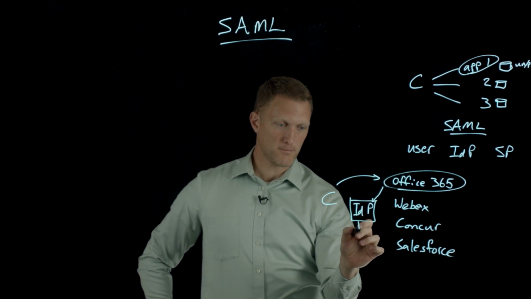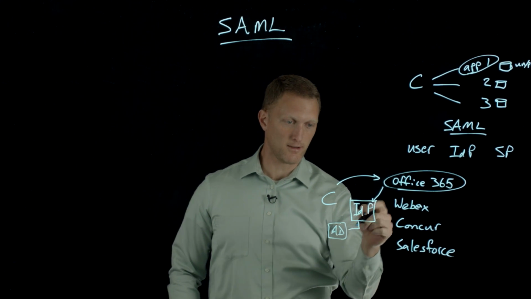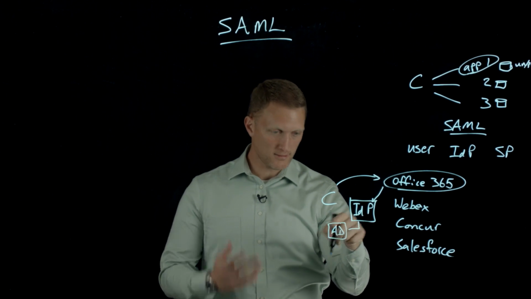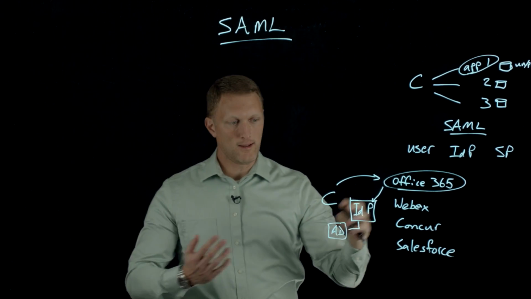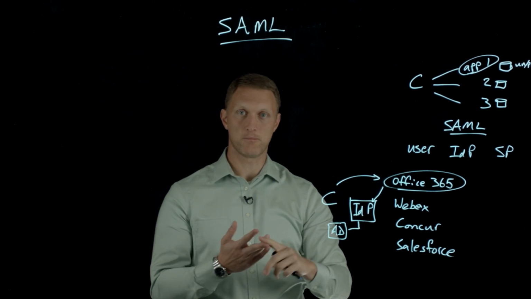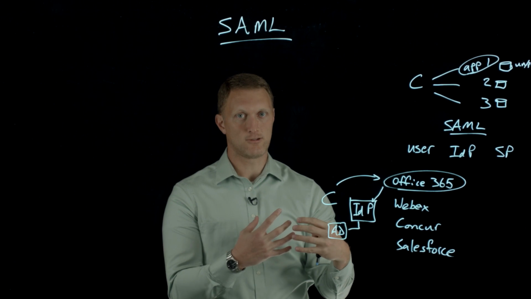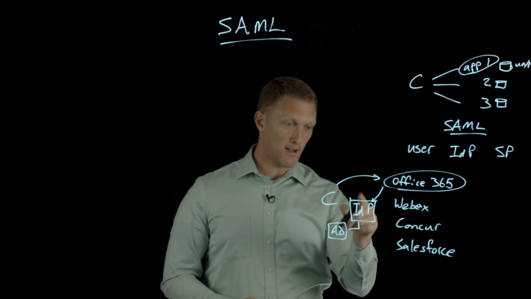Let's say, for example, against, I'll put AD for Active Directory, your local Active Directory. The identity provider would authenticate you against your Active Directory credentials. And this, by the way, could be username and password. It could be two-factor authentication. It could be any number of different authentication means or mechanisms. But nonetheless, the authentication happens here.